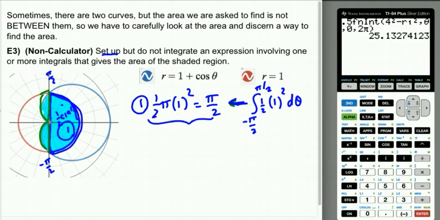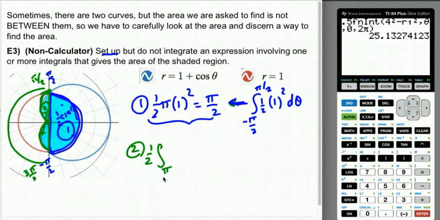Now this section's a little bit different. This section is the window from pi over 2 to 3 pi over 2, because 3 pi over 2 and negative pi over 2 are at the same spot. But that's the area inside this other curve. So to find this area, which I'm going to call area 2, like both of these, I'm going to need to do 1/2 the integral from pi over 2 to 3 pi over 2 of that r squared.